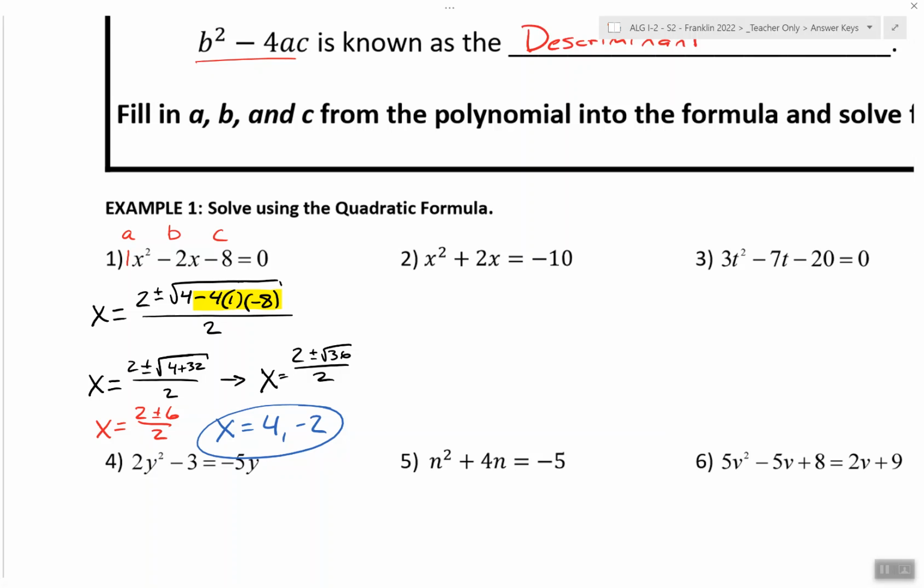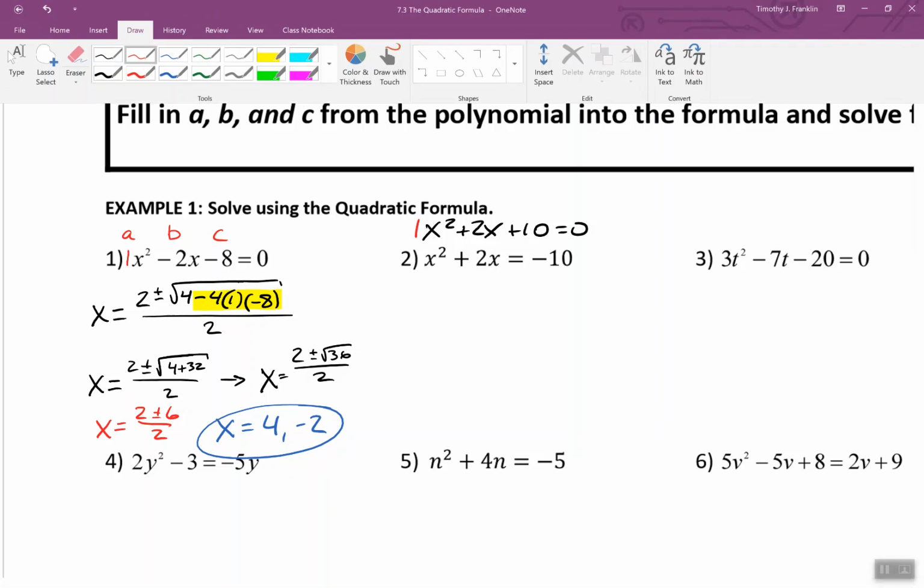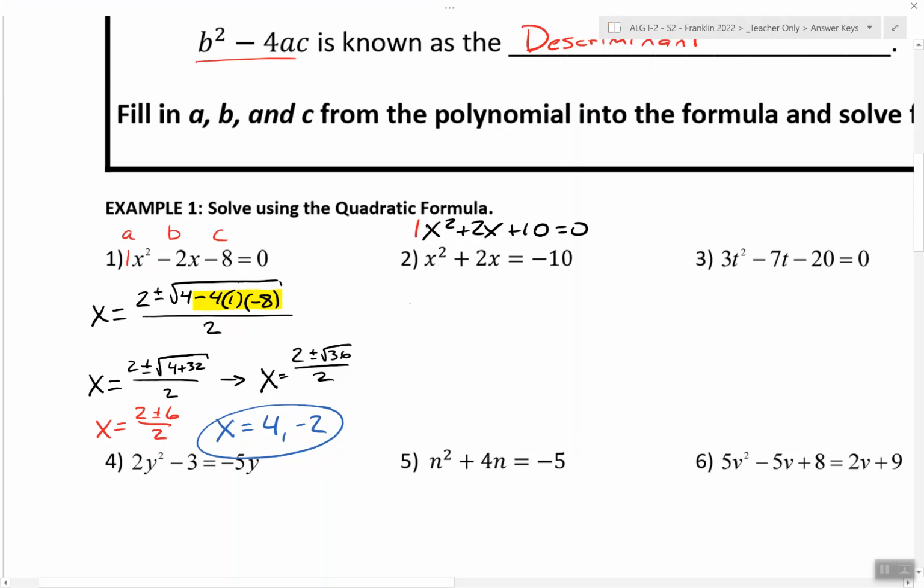Now for number 2, we do have to get this equation into standard form by moving this negative 10 to the other side. So that would be x squared plus 2x plus 10 equals 0 is our standard form. And then we know that a is 1, b is 2, and c is 10. So now we can plug this into the formula.